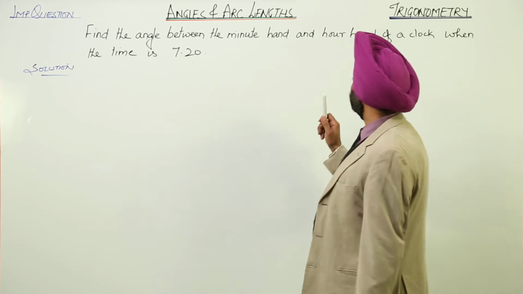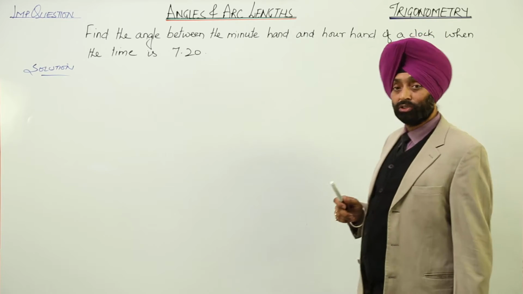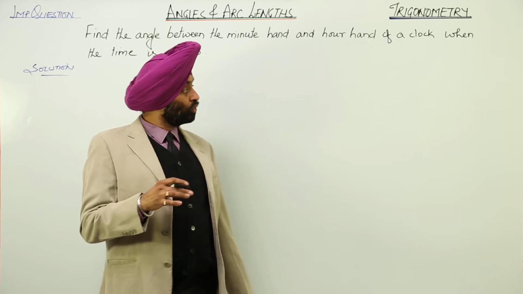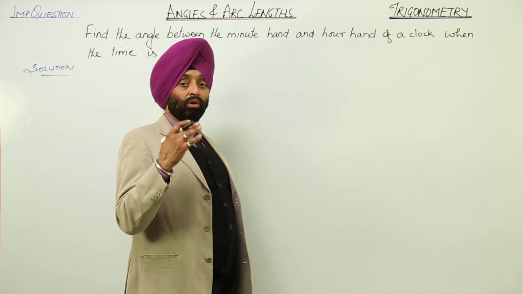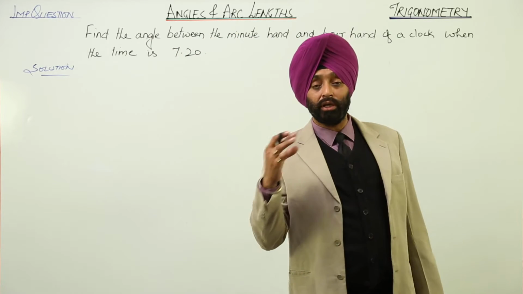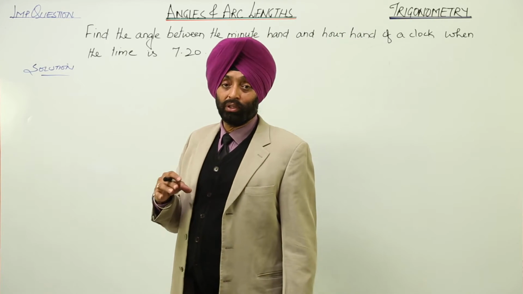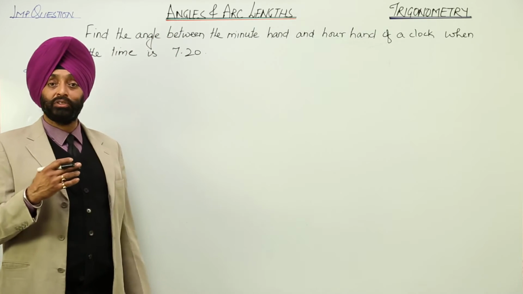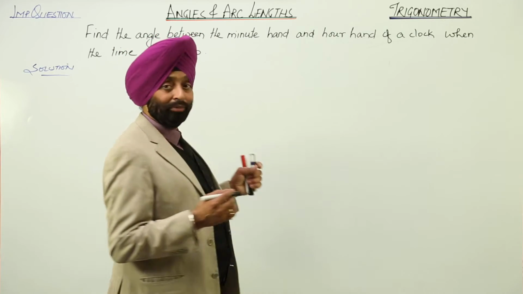Find the angle between the minute hand and hour hand of a clock when the time is 7:20. Now in the junior class, you have gone through this type of question, but the question was only for finding the angle when the time is 8, 8:15, 9:45, like this. But now it has been changed. Now we have to find it when the time is 7:20.